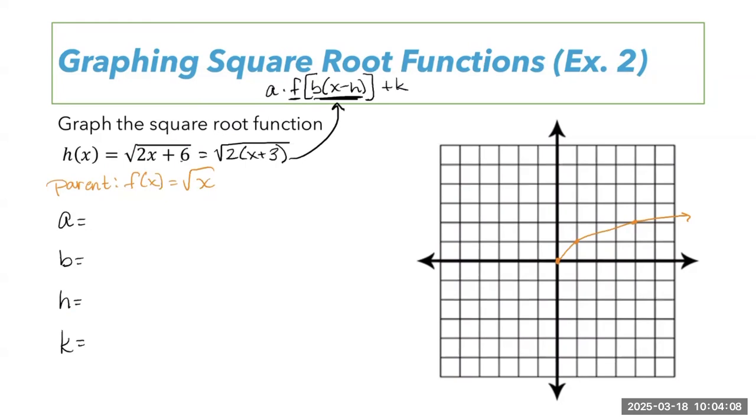So my A is what's outside. I'm not multiplying by anything on the outside, so that's just a 1. My B is what I'm multiplying by on the inside, so that's 2. My H is going to be a -3 because, again, the structure is minus. So H must have been a -3 in order for me to end up with x plus 3.